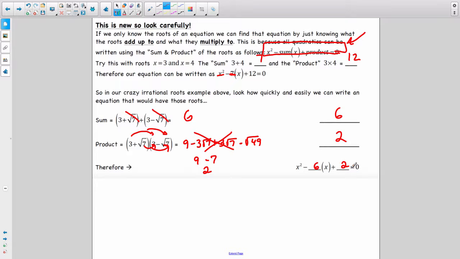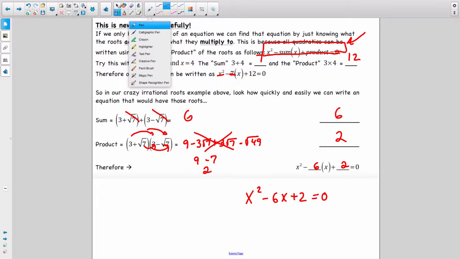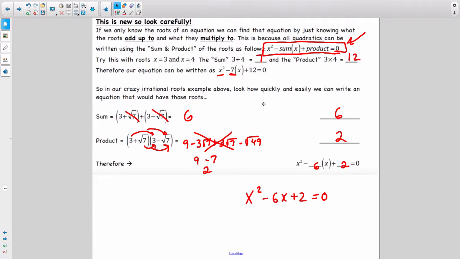Cool. So if you did solve this for the roots, x squared minus 6x plus 2 equals 0, you couldn't do any kind of factoring here, so you'd run over to complete the square or the quadratic formula, and you would get these roots. You would get 3 plus radical 7 and 3 minus radical 7. So this is a very cool way to find an equation given your roots. Okay, so let's move on.